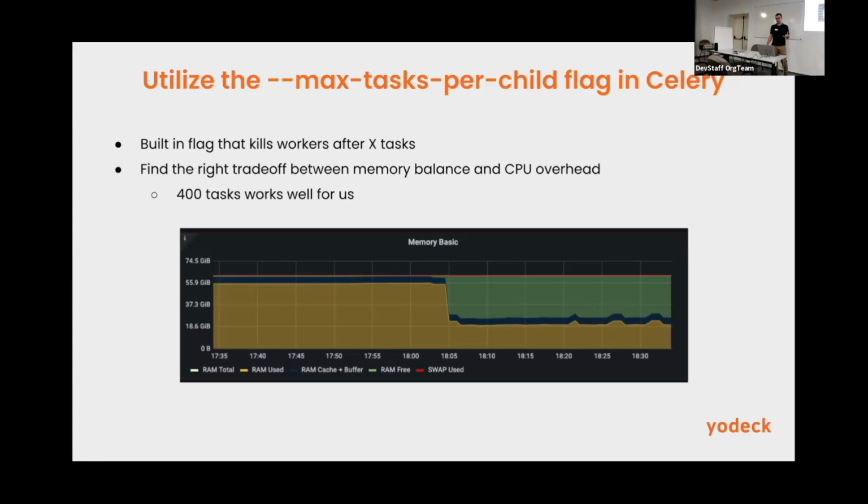So we searched for the best trade-off between RAM usage and the CPU overhead of constantly recreating Celery workers, because we could set this amount to 1 or 2 tasks, but then probably your application will spend more time recreating workers instead of actually running the tasks. So we settled for a number around 400, and it serves us well so far.